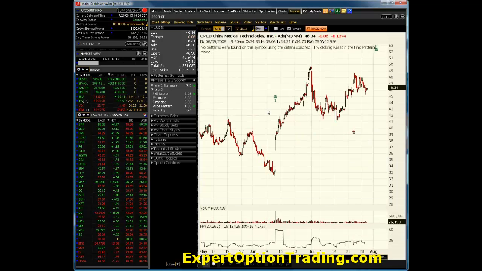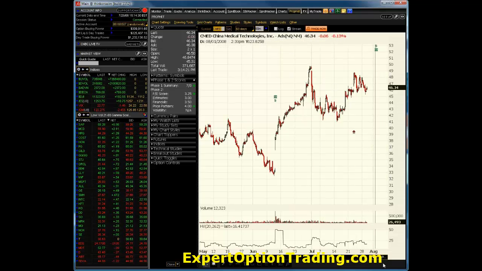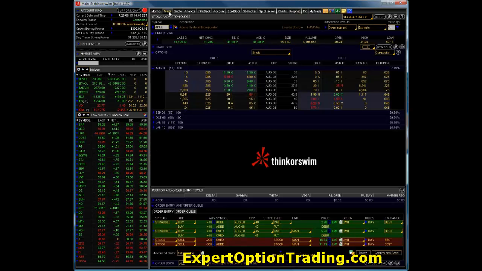CMed concerns me a little bit because it is pretty expensive and it's had a pretty good run up, and I'm afraid it's not going to move as much anymore because it's already been up and down so much. But it's probably a fairly good candidate to keep an eye on. So I'm going to go ahead and put an order in for Adobe.